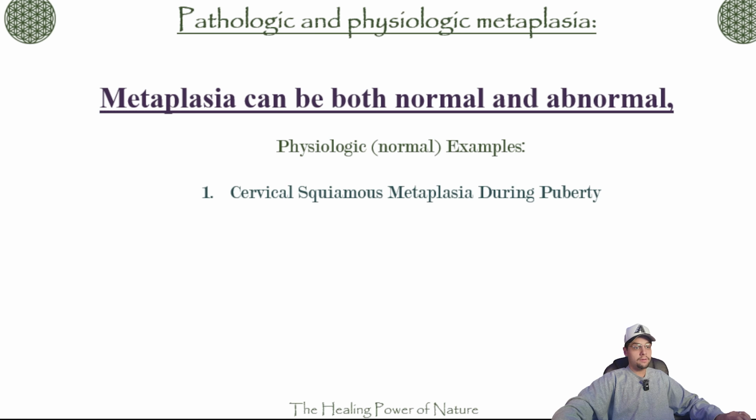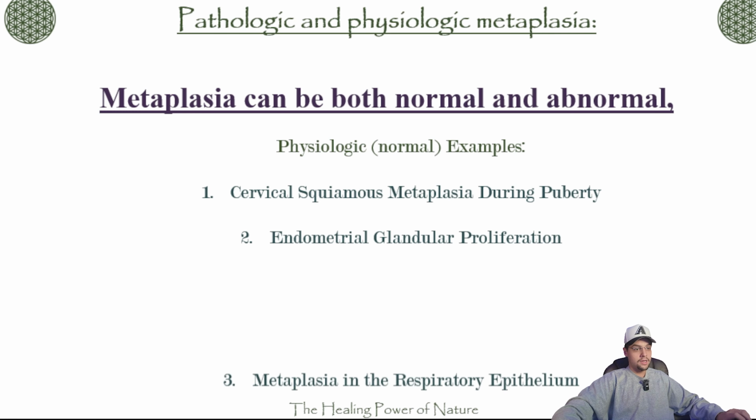Cervical squamous metaplasia during puberty of the female, the cervix adapts to hormonal changes. All right, so the metaplasia, the cervix grows during puberty. Another common example is endometrial glandular proliferation during the menstrual cycle in response to estrogen, which is a reversible and physiologic adaptation. It's a normal process in females.